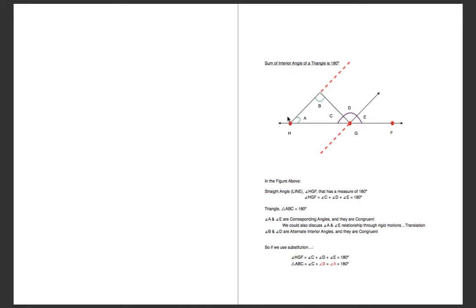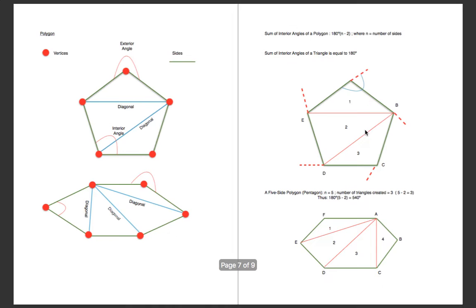Specifically, they can use basic rigid motion to demonstrate that we can map angle A to coincide with angle B through translation, and we can map angle B to coincide with angle D through rotation. And they can use that knowledge to prove the theorem.